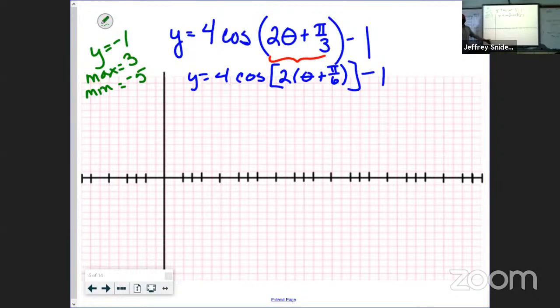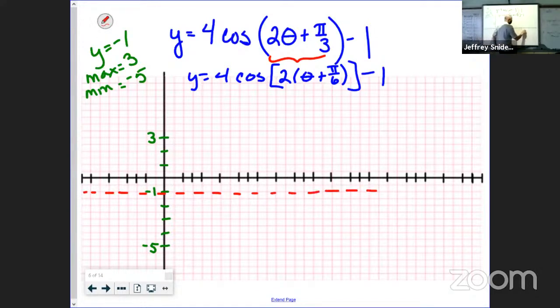We want to go by 2s again? Sure, let's go by 2s. Here we go. So I got 1, 2, 3, -1, -2, -3, -4, -5. I should also label the midline, which is at -1. Let's sketch the midline. Y equals -1. All right.